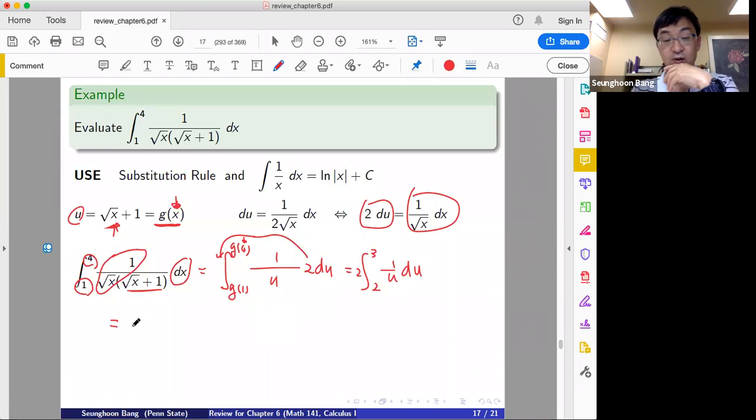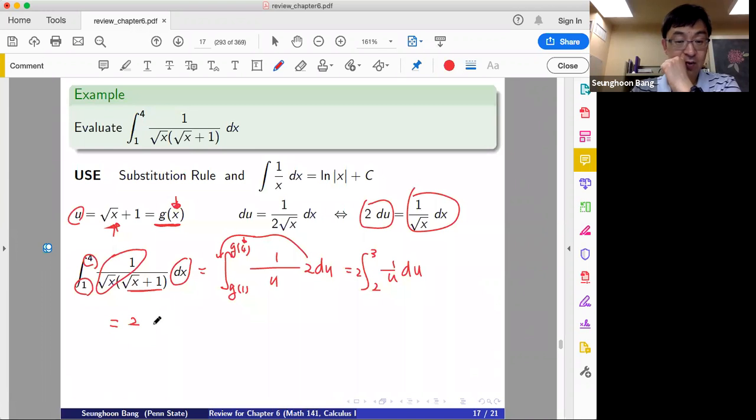Yeah, it doesn't matter. Don't change the lower limit and upper limit. Just solve 2 times the integral of 1 over u du. Find ln of the absolute value of u, change back, u equals root x plus 1. Next, plug in 1 and 4 later. In the end, it's good. Yeah, it doesn't matter. You're right. Yes. You can do it.